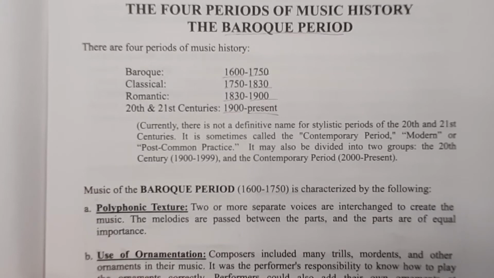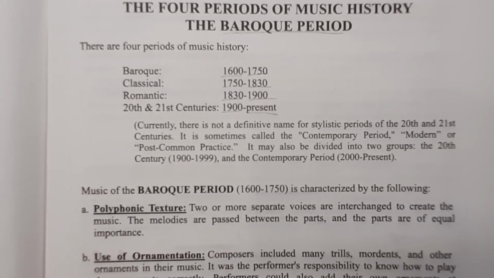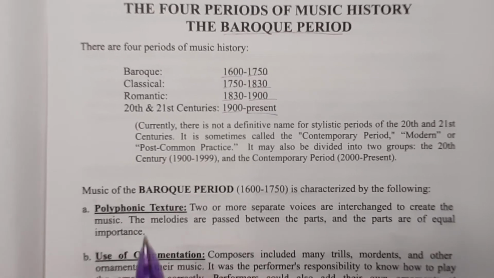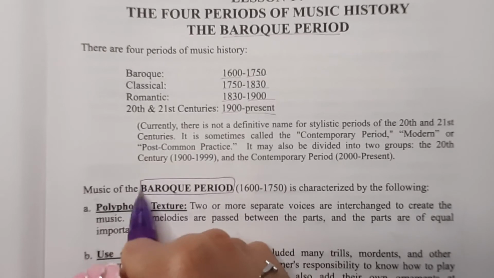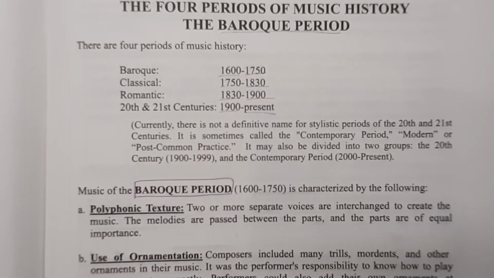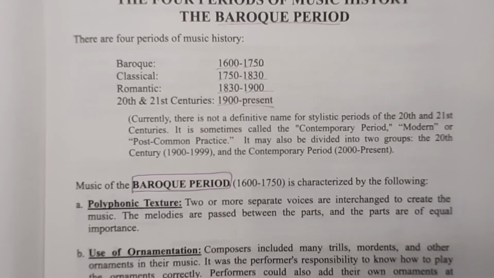All right. Let's go ahead and work on the characteristics of the periods. How about the Baroque period first, which is between 1600 and 1750. Like Mr. Bach, Mr. Scarlatti, right?